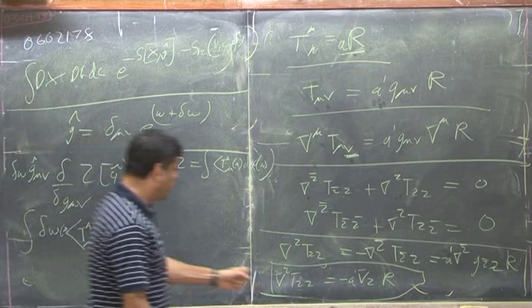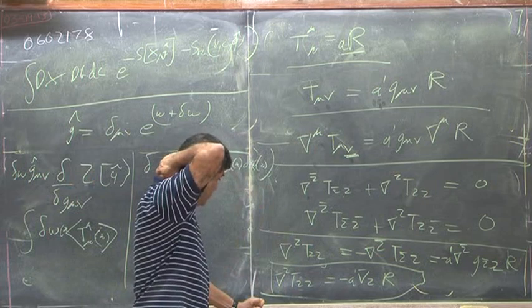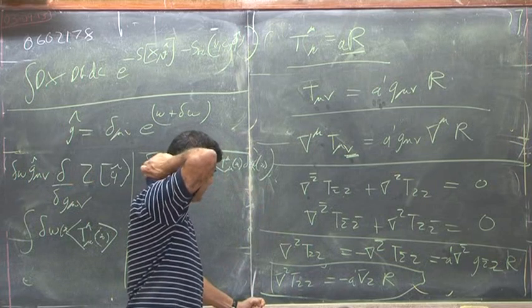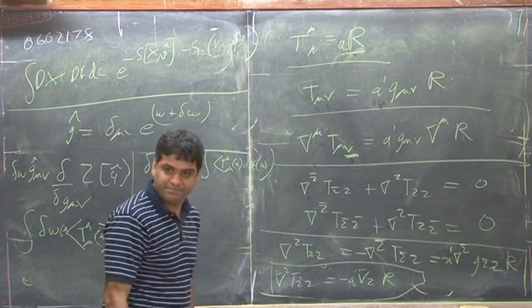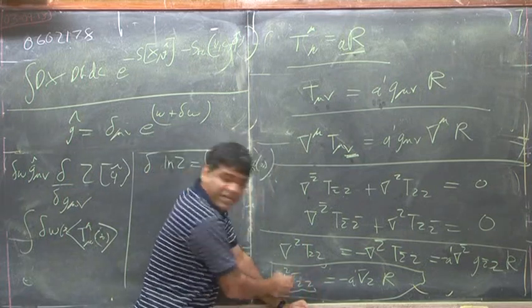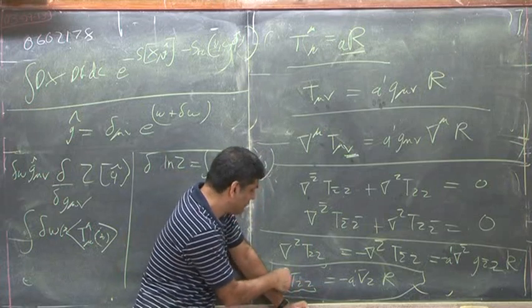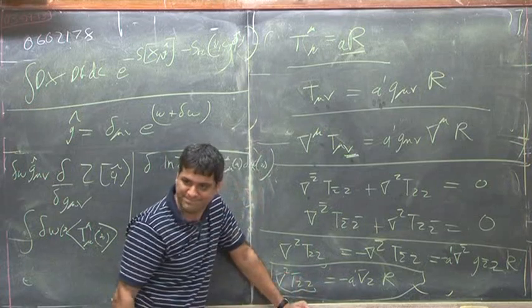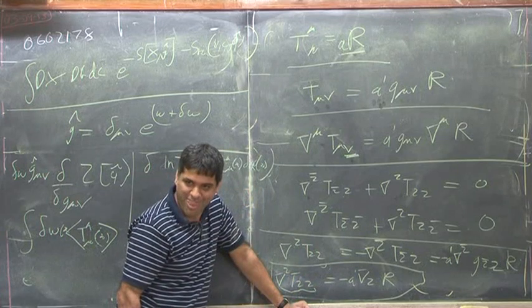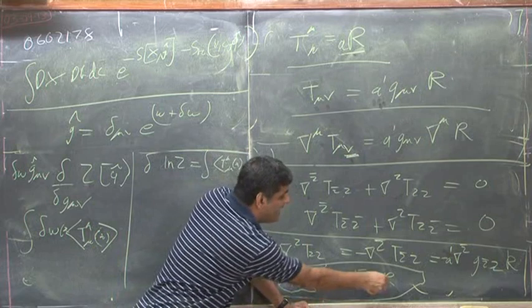Okay, so what we got here is some sort of strange prediction. We've got a strange connection predicted between insertions of derivatives of T z z, okay, and the del z derivatives of R.